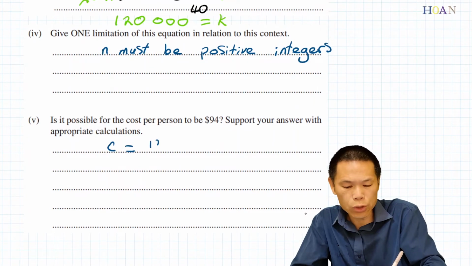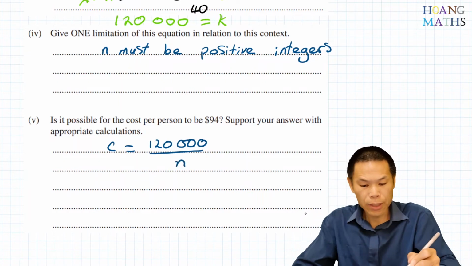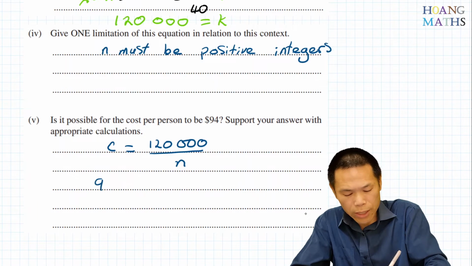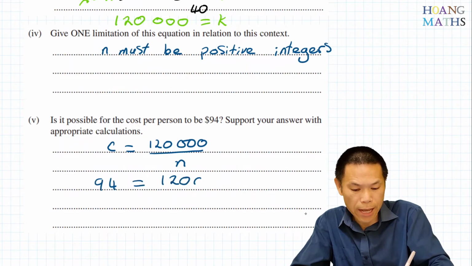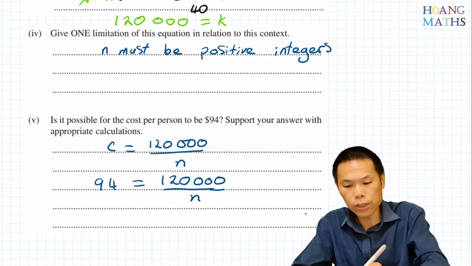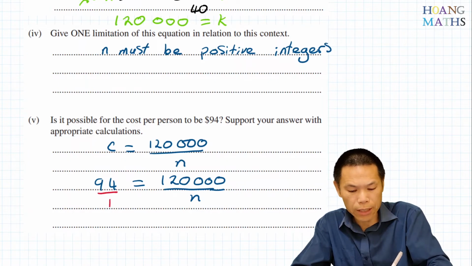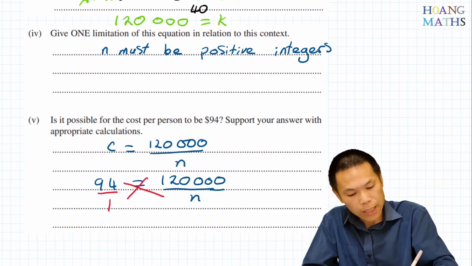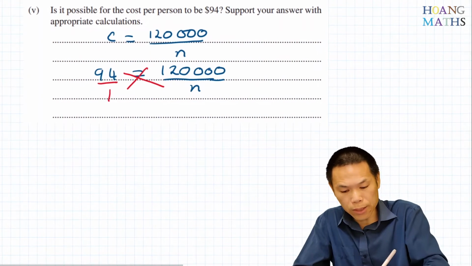C equals $120,000 divided by N. And now we know that the cost is $94. So we'll write 94 is equal to 120,000 divided by N. Now to solve for N, 94 is just like 94 over 1, so I do a cross multiply. N times 94 is 94N.